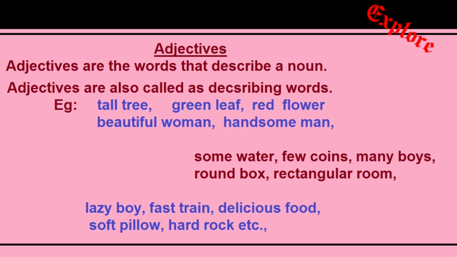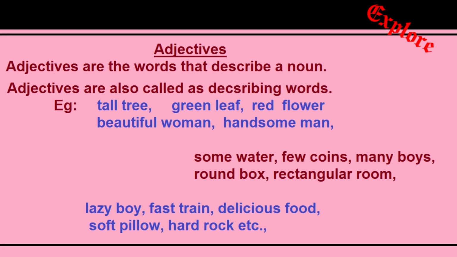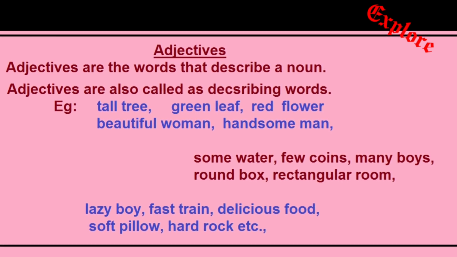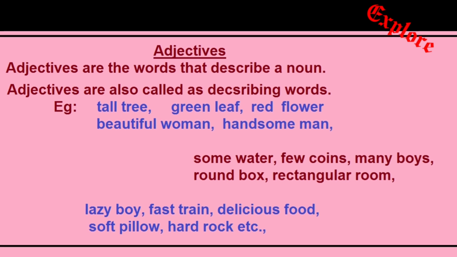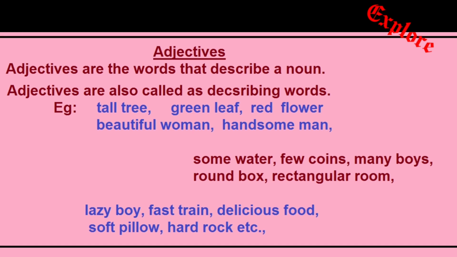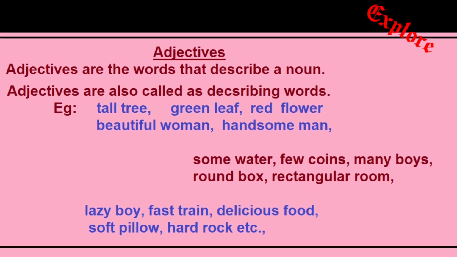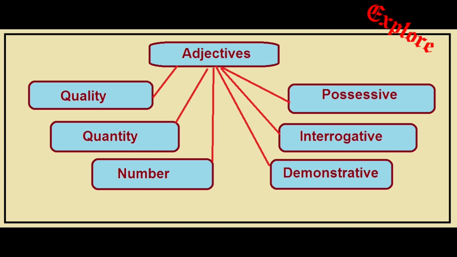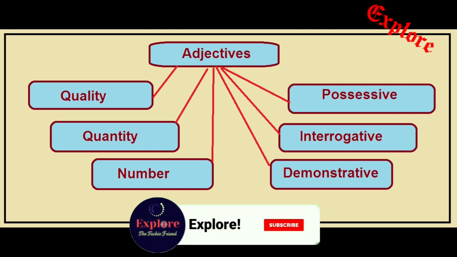Tall tree, green leaf, red flower, beautiful woman, handsome man, some water, few coins, many books, round box, rectangular room, lazy boy, fast train, delicious food, soft pillow, hard rock, whatnot, many more. The adjectives that we use so often are adjectives of quality, quantity, number, possessive, interrogative, and demonstrative.